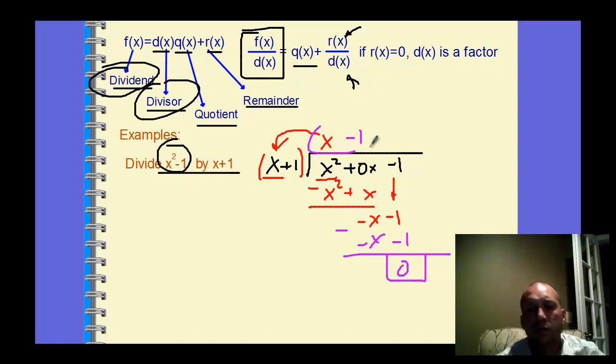This divides evenly. So x minus 1 is the quotient, the answer we get from dividing x squared minus 1 and x plus 1.